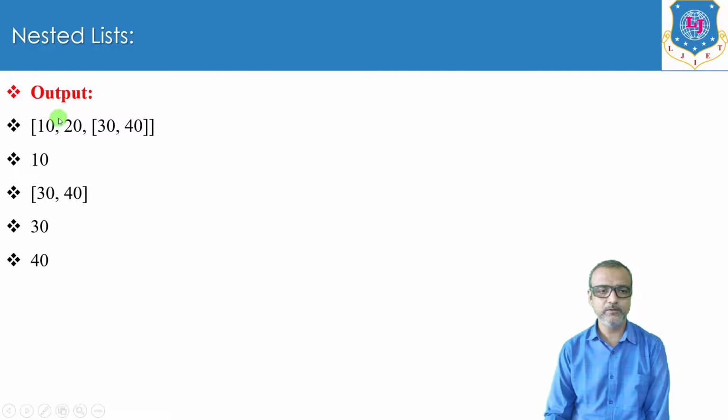So what is the output? For the first print statement we have all the elements of the list n, that is 10, 20, and again this one list, 30, 40. For the next print statement we have the output 10. Then for the next print statement we have 30, 40, and finally for the last two print statements we have the output 30 and 40.